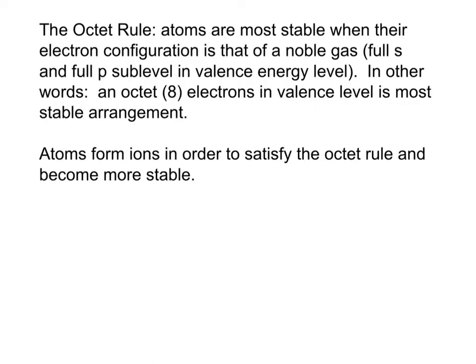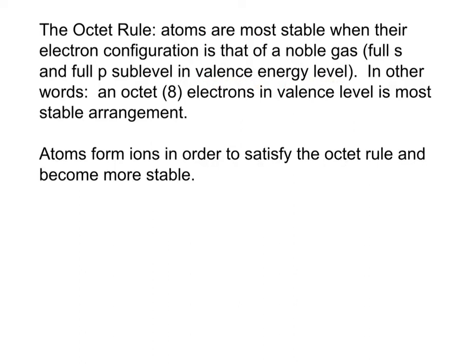All right. So first of all, what we want you to write down is this definition. This is what we call the octet rule, and we kind of alluded to that in the last video when we were saying how atoms form ions in order to become more like a noble gas. So we're going to expand on that a little more. The octet rule basically tells us that atoms are going to be most stable and in the lowest energy state when their electron configuration is like that of a noble gas, which means they have a full s sublevel, s2, and a full p sublevel, p6, in the valence energy level.